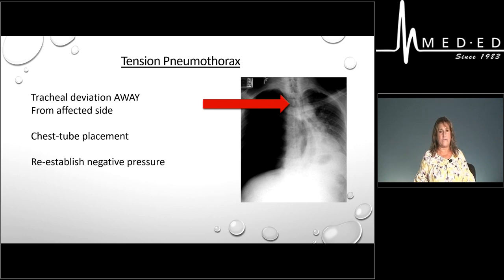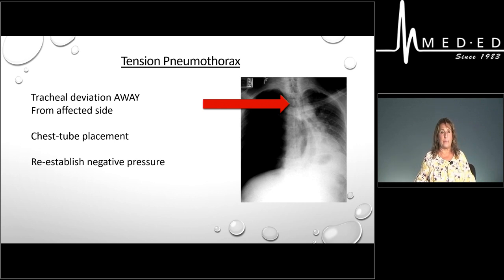So tracheal deviation away from the affected side. So hopefully you can see right about where the tip of the arrow is, should be where your trachea is, but it's to the right of that. And you can see the bifurcation of the right and left bronchus, they are way over to the left side of that patient's chest. What do we need to do to establish negative pressure? We need to get a chest tube put in that patient immediately.